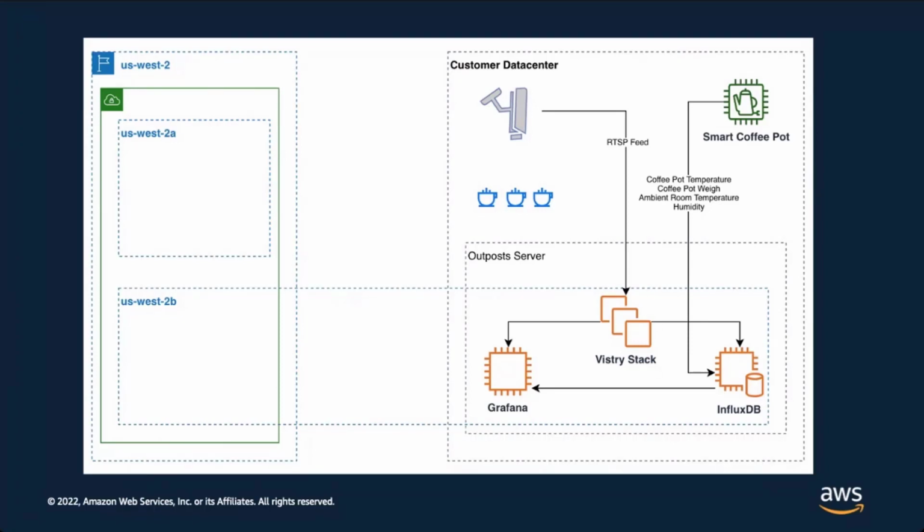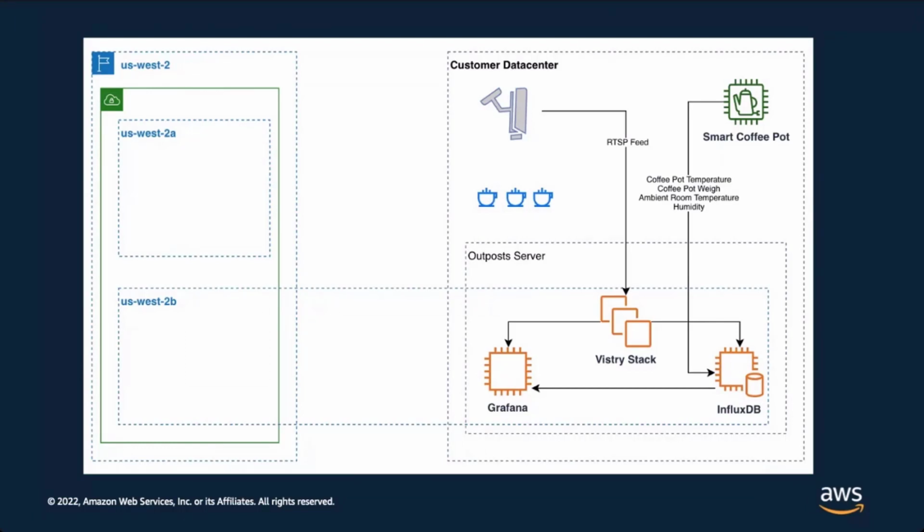That includes the Vistry stack that they run. It also includes InfluxDB as a way to store some of those metrics that we're getting from the Smart Coffee Pot, and then a Grafana dashboard. So what's actually happening is a few different things. There's cameras set up that we're running an RTSP feed, and that feed is going from the cameras into the Vistry stack. And then once it gets into the Vistry stack, we're doing a couple things there. We're recording it in the InfluxDB, and then we're also pushing it to Grafana.